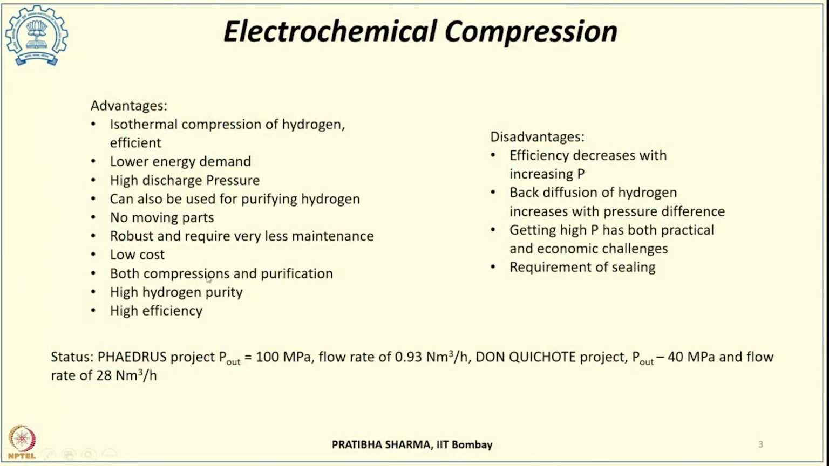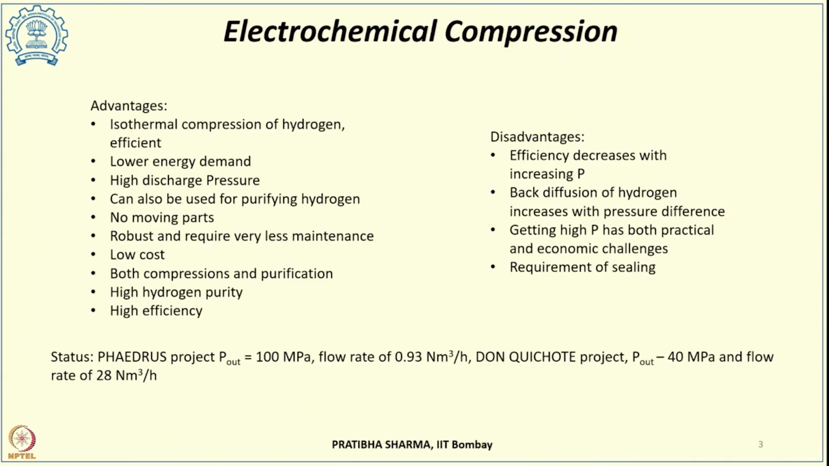However, the major disadvantage associated with electrochemical compressors is that the efficiency decreases with increasing pressure. Also, we have seen that there is a back diffusion of hydrogen as the pressure difference between the two electrode sides increases, and that increased permeation is undesirable. Now if we want to get higher pressure, then there are both practical as well as economic challenges associated with it, and there is a requirement of sealing so as to avoid hydrogen leakage.